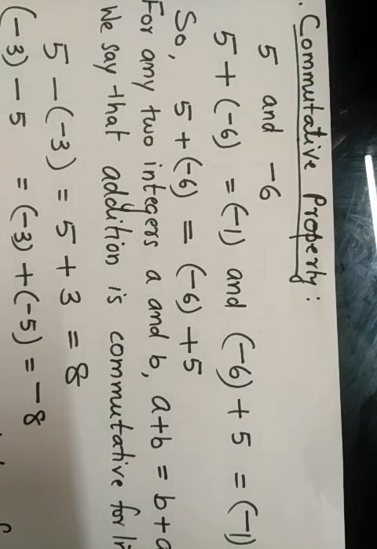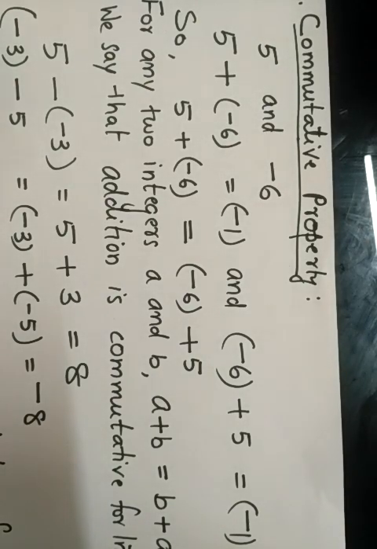So first property we studied is closure property and second one is commutative property. In closure property, both addition and subtraction are closed. So integers are closed for addition and subtraction. And in commutative property, only addition is commutative and not the subtraction for integers. Clear? Now let us see the next property.